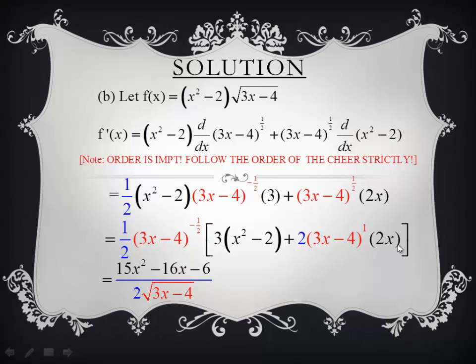4x times 3x. 4x times 3x will give you 12x squared. Adding on to 3x squared, that will give you 15x squared. And here you have 4x times minus 4, which will give you minus 16x. And let's check the constant term. You have a minus 3 times 2, which is minus 6. So with this, we finish the whole example for part B.